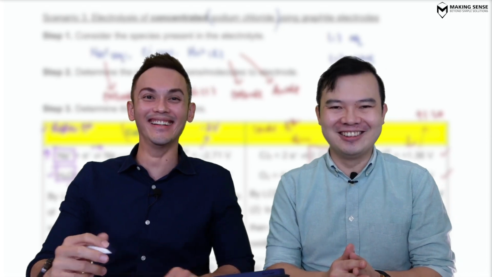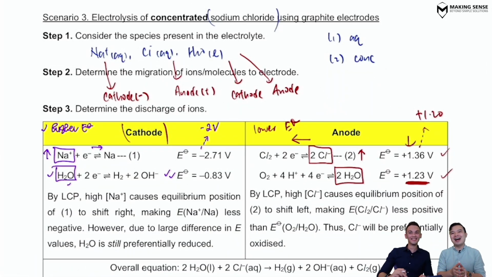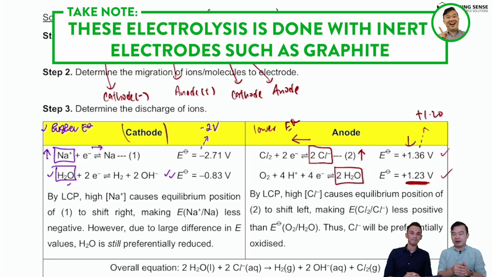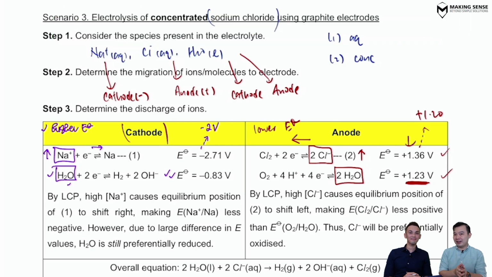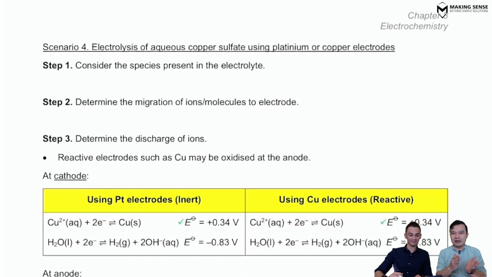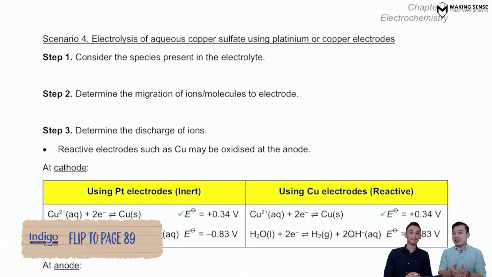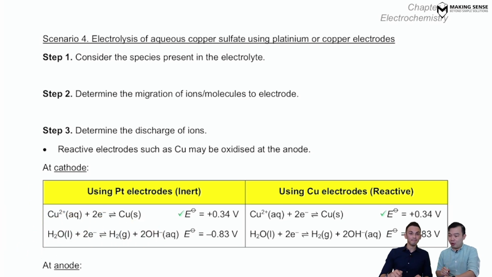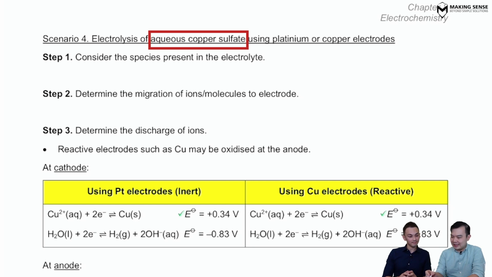Yes. Oh, okay. So these are all done under the inert electrode, right? We're using graphite. But what happens if I decide to be a bit funkier? I decide to use a copper electrode. So in a different electrode, it might become reactive instead. Right? So we're going to use back the same example. We're going to use scenario 4. Let's take a look at what happens when we use copper sulfate as the electrolyte now.